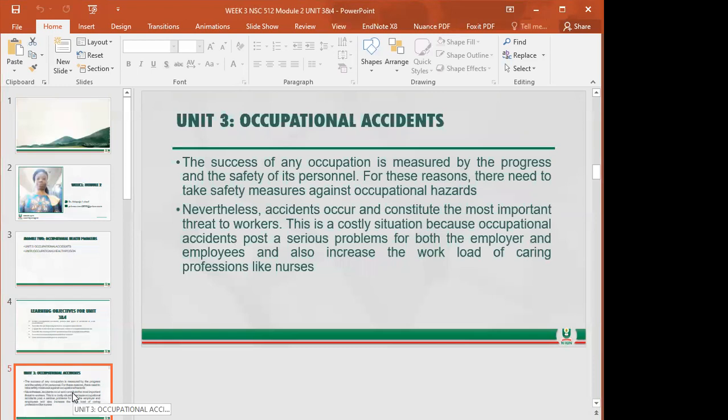So talk back to me. What do you understand by occupational health accidents? What do you understand by occupational accident? Wasilat, you are welcome to share your thoughts. Yeah, you can unmute yourself and speak.